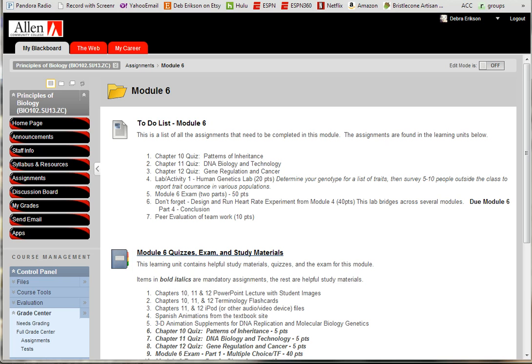For Module 6, you've got 3 chapters. It's human genetics, which is really pretty interesting. Y'all probably remember Punnett squares and all that business, and so it ties into that. Let's talk first about the Human Genetics Lab.